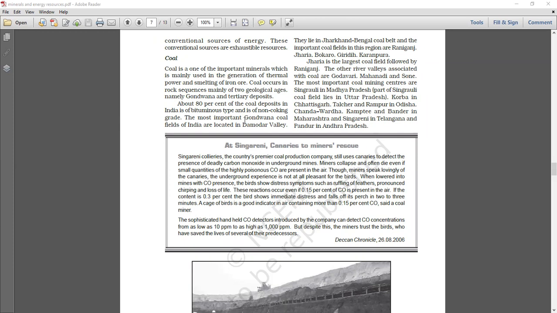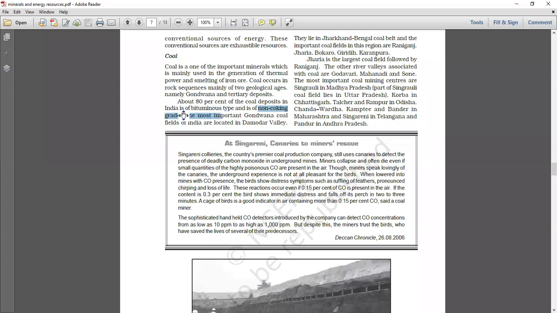So if I'm talking about the coal type, because here also just like iron, there are four types of coal also. So 80% of the coal which is found in India is bituminous. So which quality is found in India? That is bituminous. ये bituminous type का coal जो है वो आपका इंडिया में मिलता है. और it is non-coking grade. Non-coking grade मतलब क्या है कि इसकी जो क्वालिटी है वो बहुत अच्छी नहीं है.